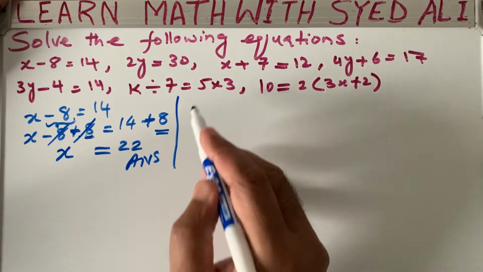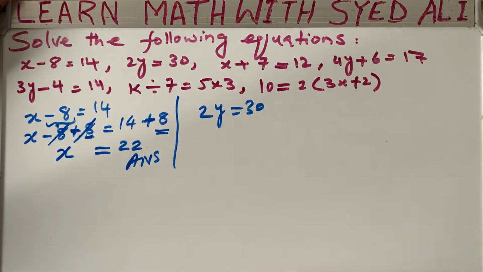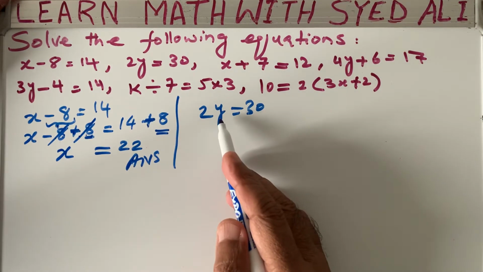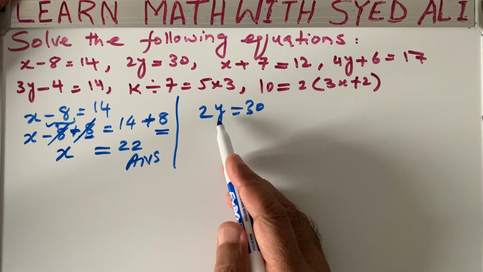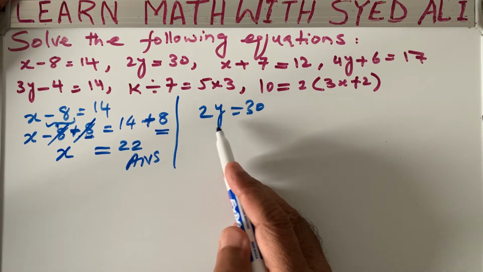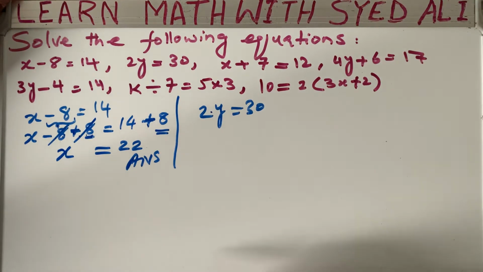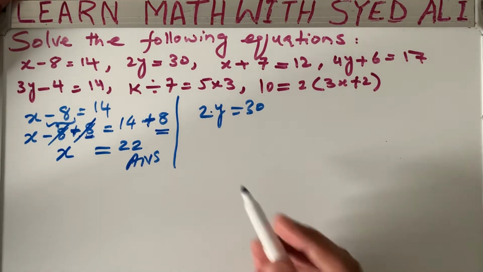Now we will try the second. 2y is equal to 30. I need to isolate y. But I need to isolate the variable, whatever it is. In the first question it was x, in the second question it is y. So I need to isolate y. What is 2 doing with this? 2 is multiplying my variable, right? And I need to get rid of this 2 to isolate y.